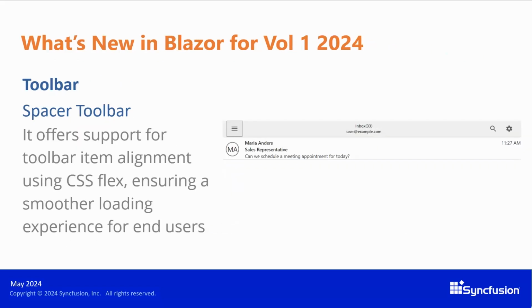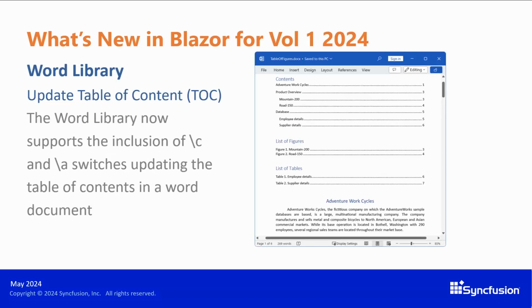Next, we have an update in toolbar component. In the Blazor toolbar, we have provided support for toolbar items alignment with CSS Flex to ensure a smoother loading experience for the users. The Word library now supports the inclusion of \c and \a switches when updating the table of contents in a Word document.